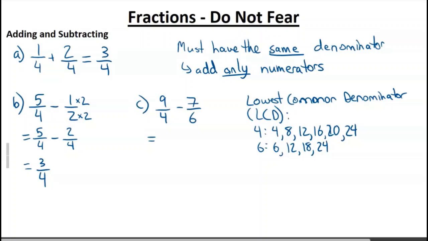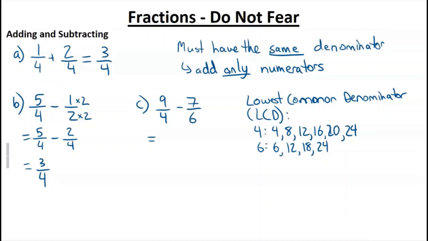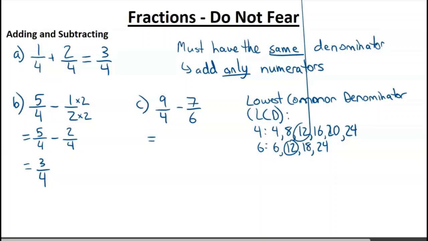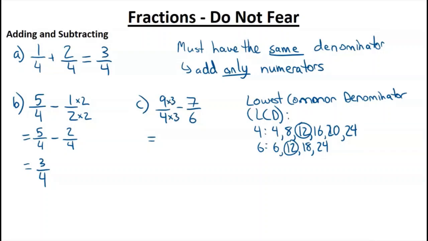Now you might say, oh, 24 and 24 are the same. But remember, we're trying to find the lowest common denominator. The lowest common denominator here is actually 12. So in order to get them to both be 12, we're going to multiply the 4. It's the third one, so it's going to be multiplied by 3. Whatever I do to the bottom, I have to do to the top to keep the fraction the same. And for 6, it's the second one, so I'm going to multiply that by 2. Whatever I do to the bottom, I have to do to the top.